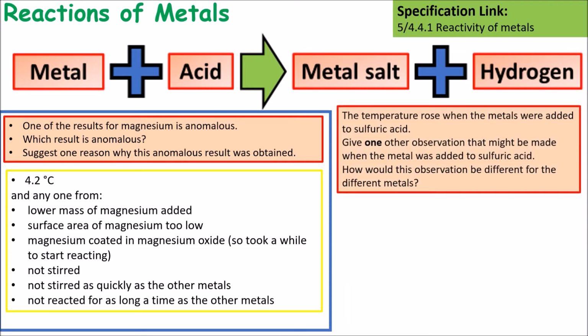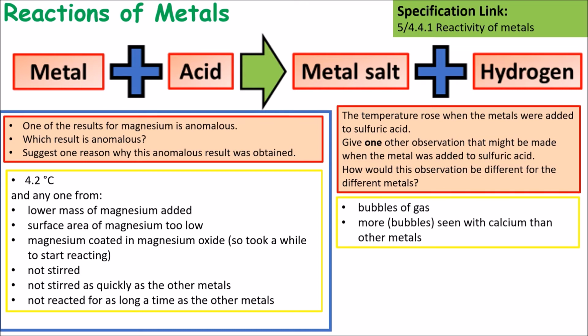The temperature rose when the metals were added to the sulfuric acid. Give one other observation that might have been made. So you might have seen bubbles of gas being given off, and more bubbles of gas could be seen with calcium than with other metals because calcium is more reactive.